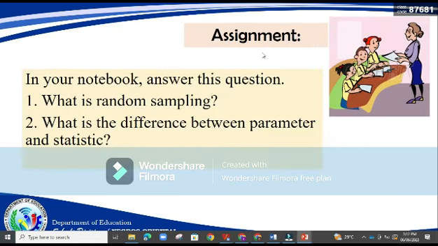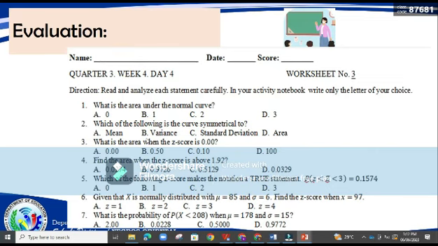Okay, and in your assignment, in your math activity notebook, answer the questions. Number one, what is random sampling? Number two, what is the difference between parameter and statistics? Okay?